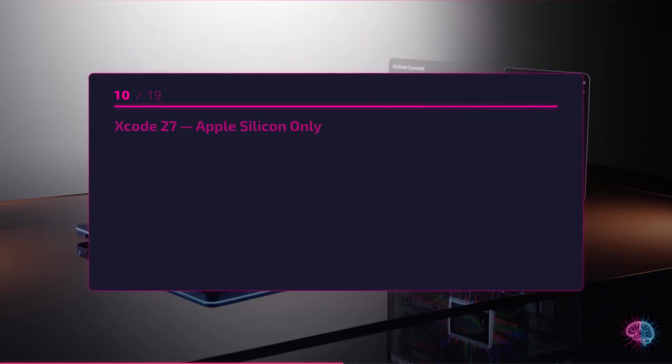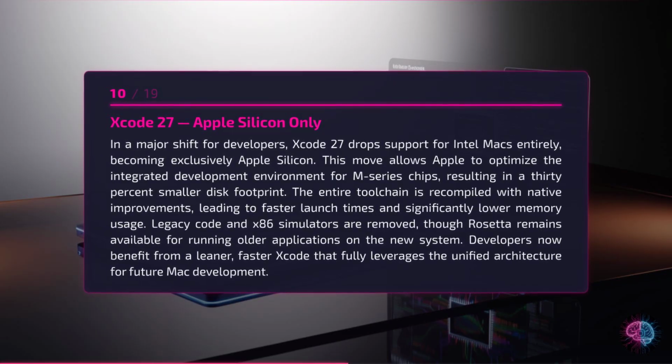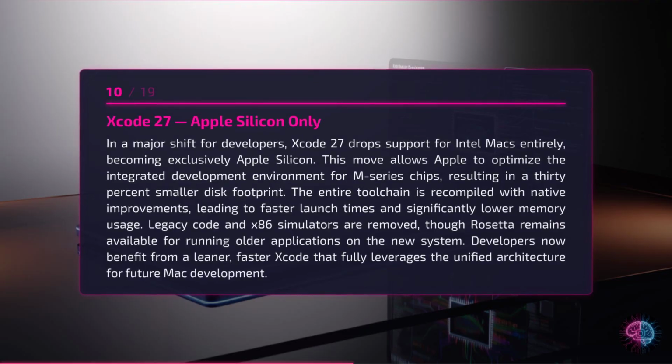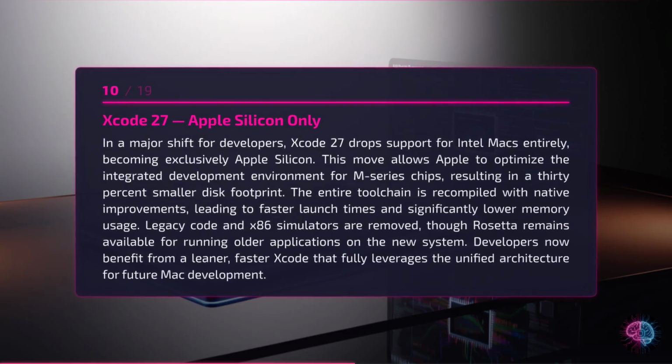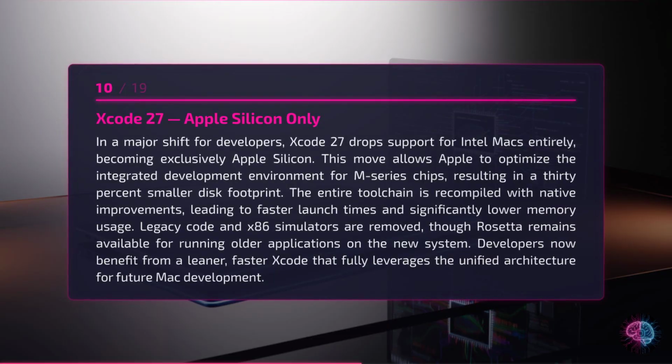In a major shift for developers, Xcode 27 drops support for Intel Macs entirely, becoming exclusively Apple Silicon. This move allows Apple to optimize the integrated development environment for M-series chips, resulting in a 30% smaller disk footprint. The entire toolchain is recompiled with native improvements, leading to faster launch times and significantly lower memory usage.